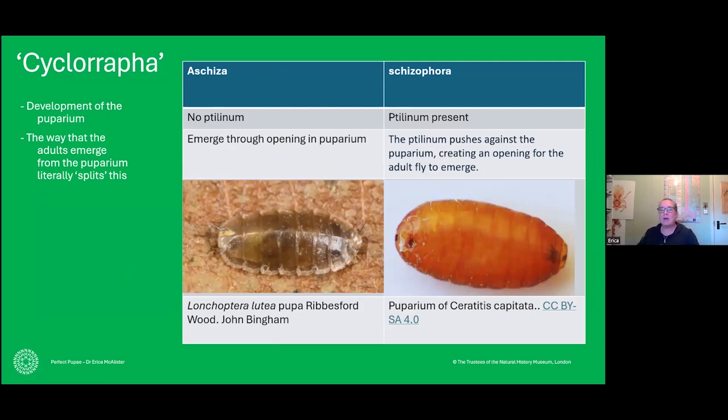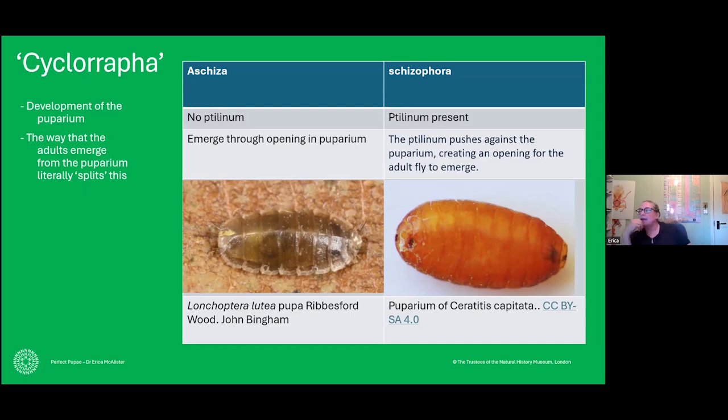So this is where we have the development of the puparium. Cyclorrhapha literally means circular seamed, and it refers to the remarkable adaptations this group has gone to escape their hard pupal shelters. So they have this beautiful encapsulation. They're in a little bean to look after themselves.